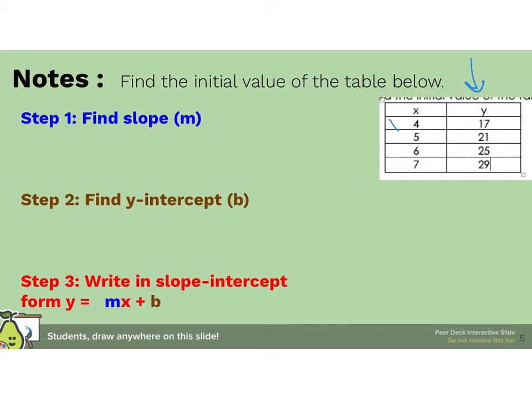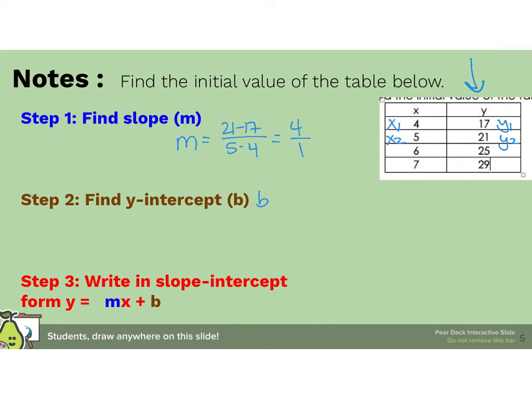Pick 2 points, x1, y1, x2, y2, and plug it into the slope formula. M equals 21 minus 17 over 5 minus 4, which is what, 4? So the slope is 4. M is 4. Now I need to find the y-intercept.